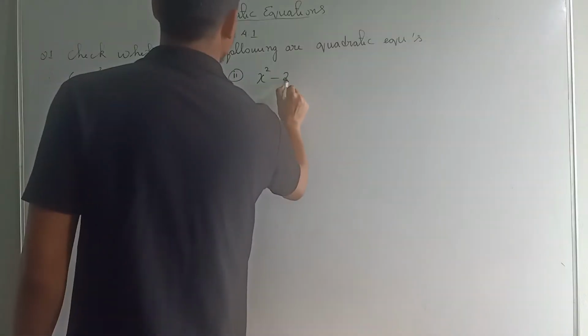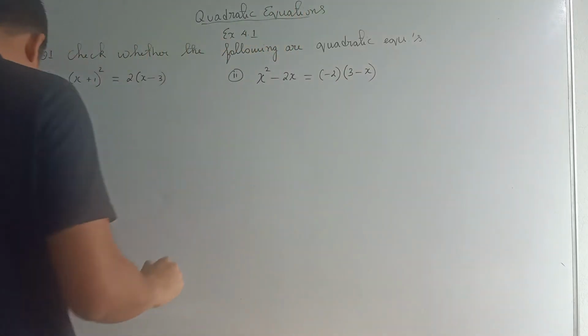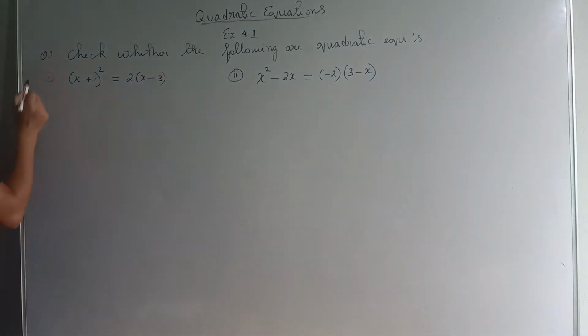Okay. The first one is (x plus 1) whole squared is equal to 2 times (x minus 3). That is your first one. Your second one is x squared minus 2x is equal to minus 2 times (3 minus x). So these are the first two questions of question number 1.